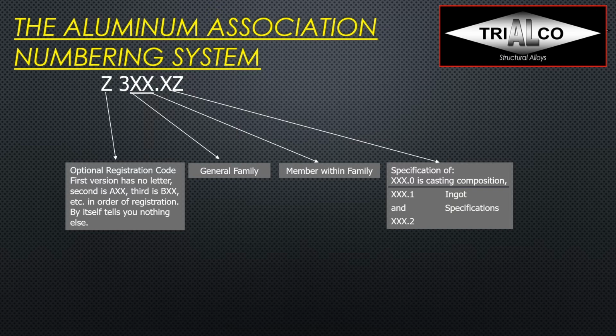So very important here, the dot 0 is the casting composition. So that's what we want to achieve in the casting after it's cast. So you've got to subtract whatever you burn off in the process, and you have to add whatever you pick up in the process, like iron, for example. A dot 1 is an ingot specification.